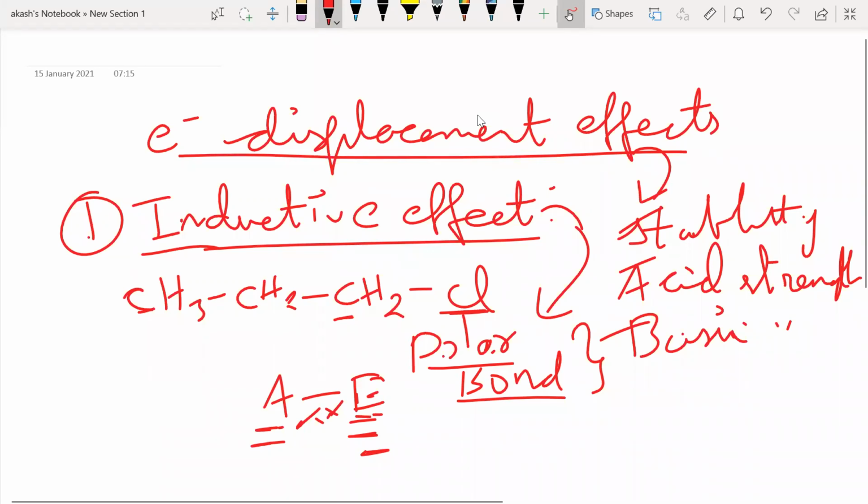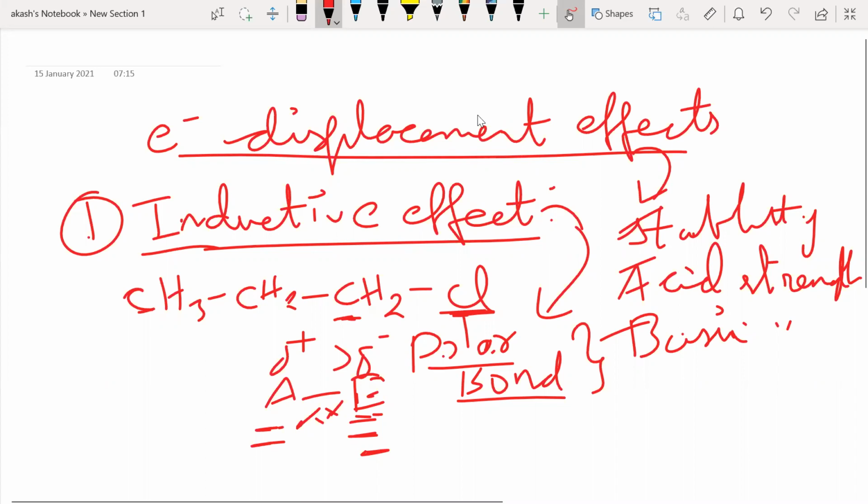But if one atom is more electronegative, the electron cloud will be more towards the more electronegative atom. Thereby, it induces a partial negative charge on the more electronegative atom and a partial positive charge on the less electronegative atom. These kinds of bonds are called polar bonds. Same situation here: carbon is less electronegative, chlorine is more electronegative.